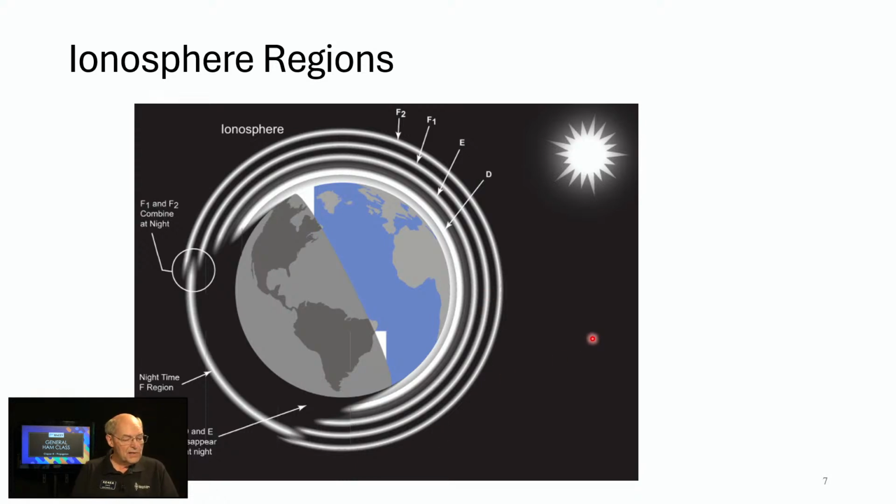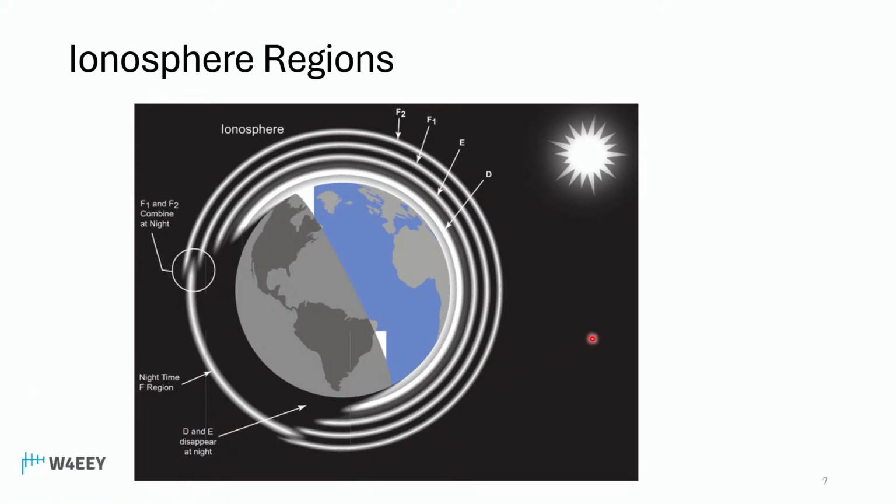And the ionosphere breaks down into regions. I think we touched on some of this in the technician class. But on the sun side of the Earth, here's the sun, the ionosphere forms very specific regions. The lowest region is the D region. Then we have the E, the F1 and F2 regions. And then on the night side of the Earth, in the absence of sun, the F layers combine into a single layer, and the D and E disappear.